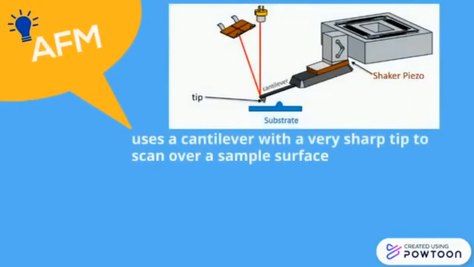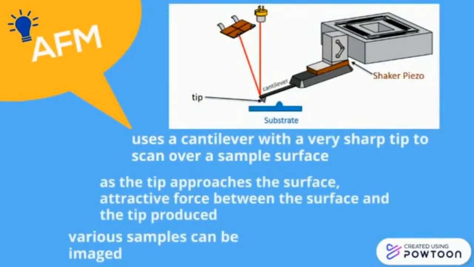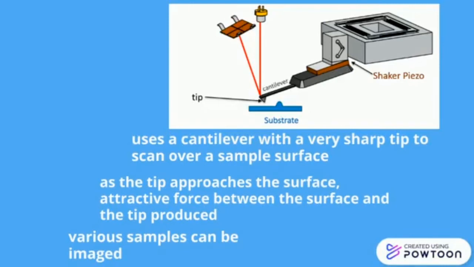For AFM, it uses a cantilever with a very sharp tip to scan over a sample surface, and when the tip approaches the surface, force will be produced, and then various samples can be imaged.